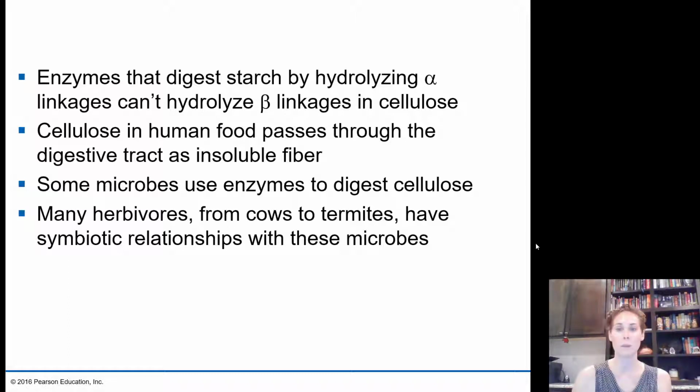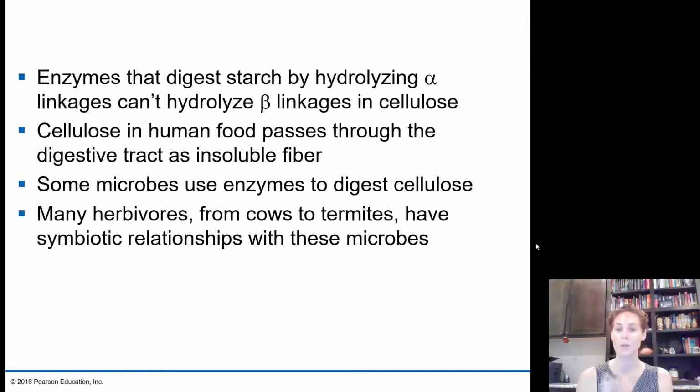Enzymes that digest starch by hydrolyzing the alpha linkages can't hydrolyze the beta linkages in cellulose. So if you can digest starch, you can't necessarily digest cellulose. For humans, we can digest starch just fine. We can digest it, we can store that energy, but we cannot digest cellulose. Instead, it's fiber. So we eat fibrous materials, and it goes through the digestive tract.